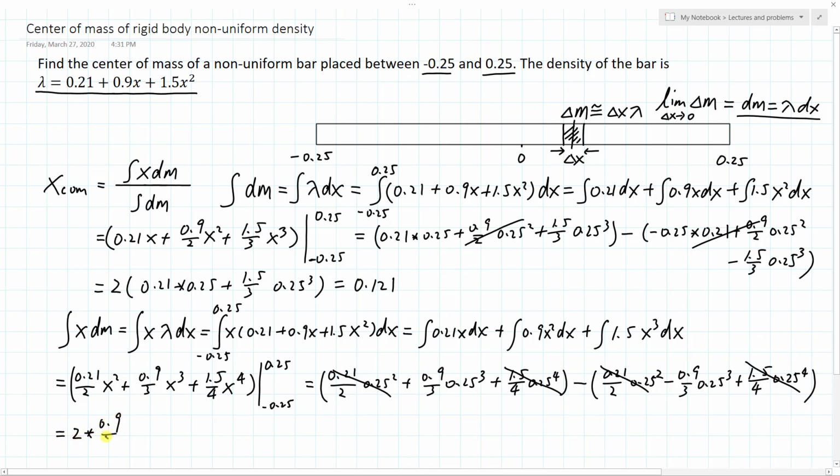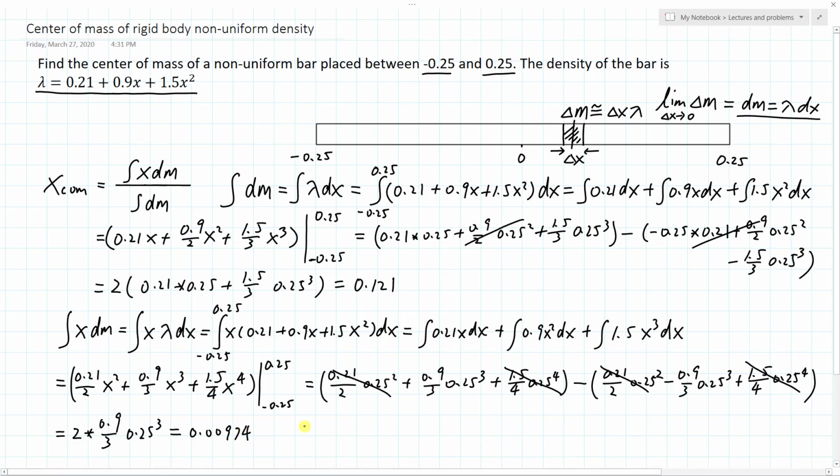So the answer of this is twice 0.9 over 3 times 0.25 cubed. So you can pause the video and calculate this with your calculator. So the answer is 0.00974. I like to keep 3 significant digits because I need to divide the two terms.